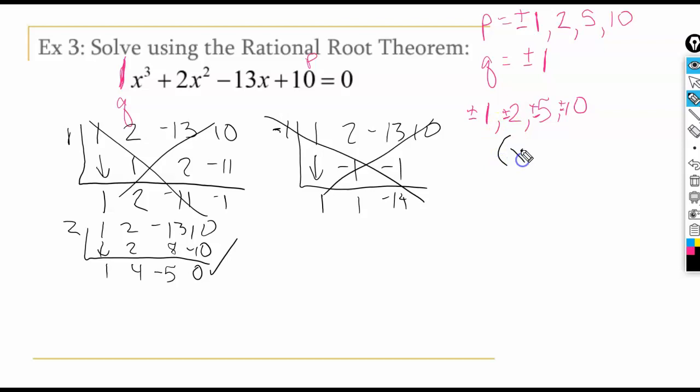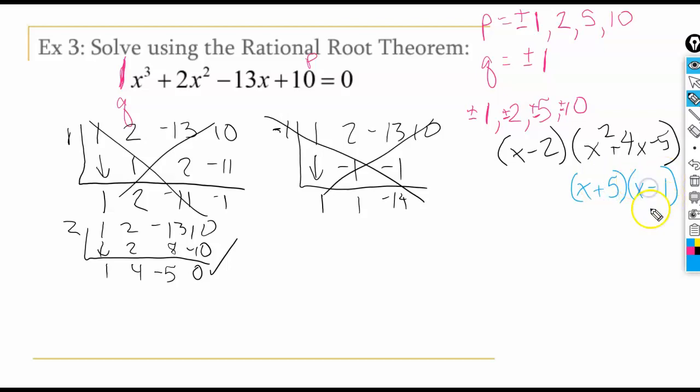So that means that x minus 2 is a factor, and I now have the other factor, x squared plus 4x minus 5. And so this is a quadratic. We know how to factor quadratics. If they're not prime, we have lots of tricks for factoring quadratics. Two numbers that multiply to equal negative 5 and add to equal positive 4 would be positive 5 and negative 1.